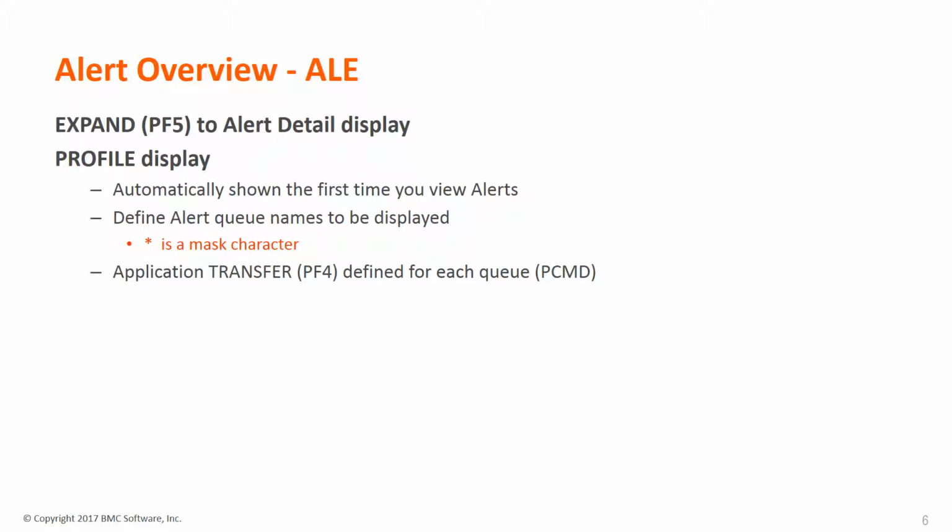The Alert Overview, or ALE view, provides you with a high-level display of your alerts broken out by queues. You can expand from this view using the PF5 key to go to the Alert Detail display, which shows the message text. When you first come into the ALE view, you'll be prompted to build a profile for your display. In that profile, you'll be specifying the queues that you want to display, and you can use an asterisk as a mask character to group your queues together. You will also have the option to define a transfer command for each of your queues.